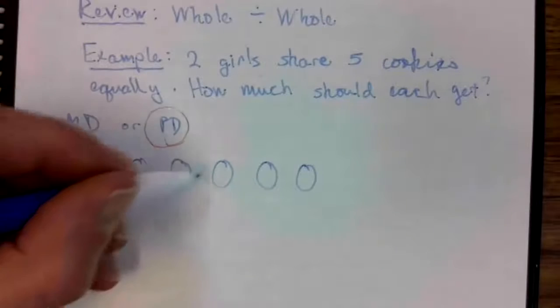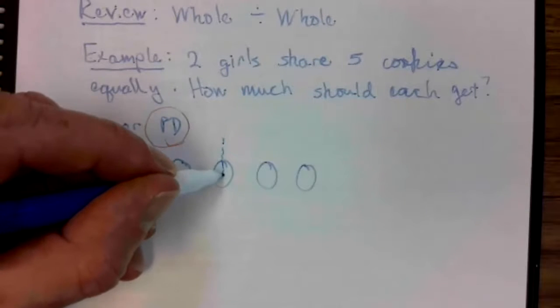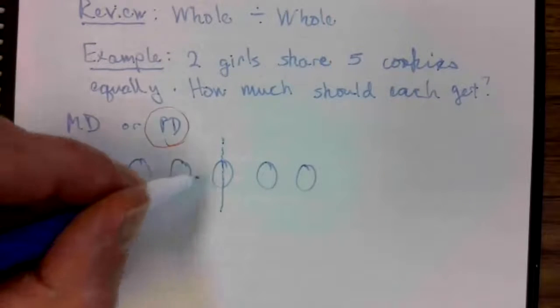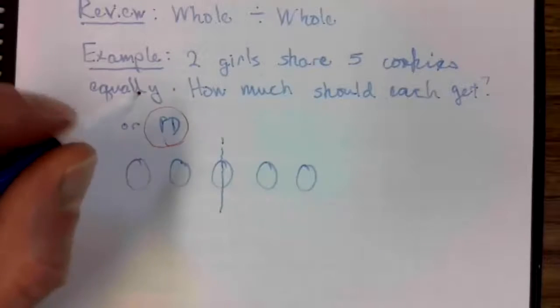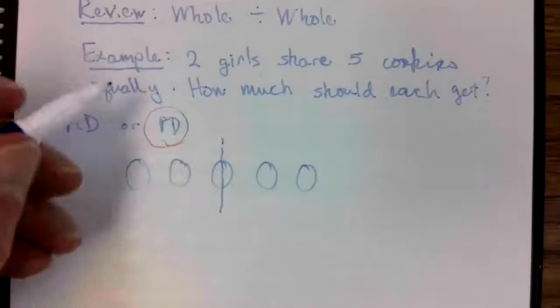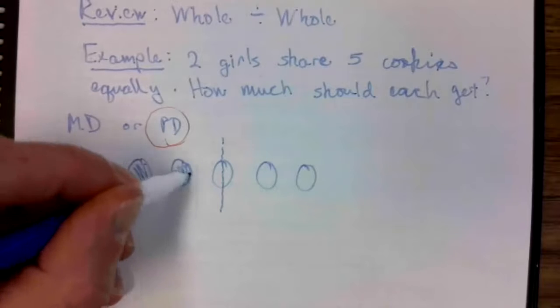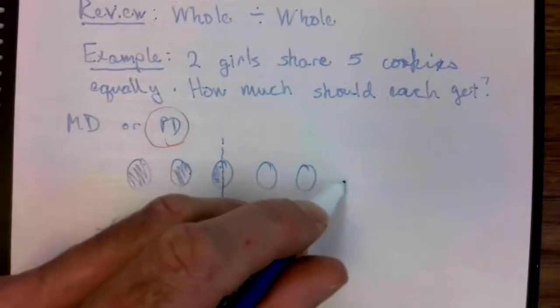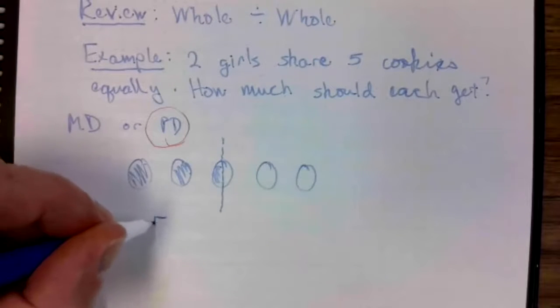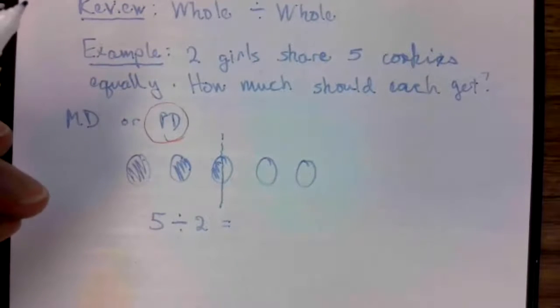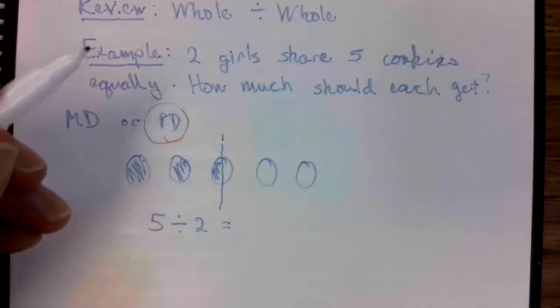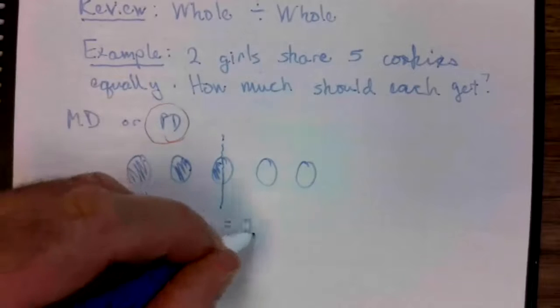Okay. So I could do it this way, right? 1, 2, 3, 4, 5 cookies. I've broken the 5 cookies into 2 equal parts. Okay, I've got this part, and then I've got this other part. So 5 divided by 2 is equal to what? Say again? 2 1/2, okay?